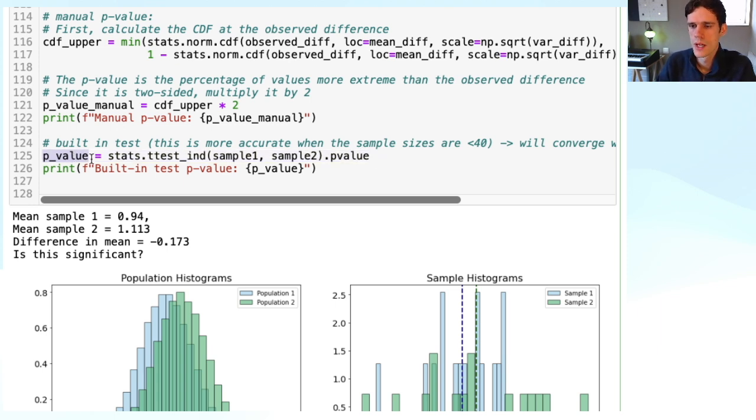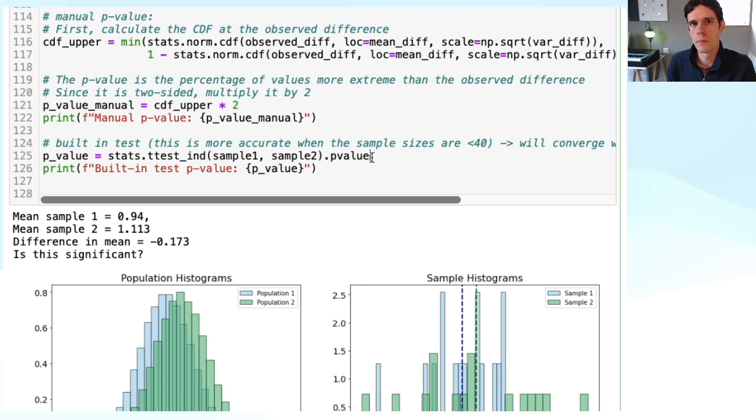So our p-value will be equal to stats.ttest_ind, and in later lessons we will see that the independent t-test is indeed the test that needs to be applied in this scenario. We give it sample 1, we give it sample 2, we add .pvalue, and we already have our p-value. And now we only need to judge whether it's larger or lower than our statistical significance level, in this case 0.05. Now, in real-life scenarios, using this one line of code is indeed the way forward.